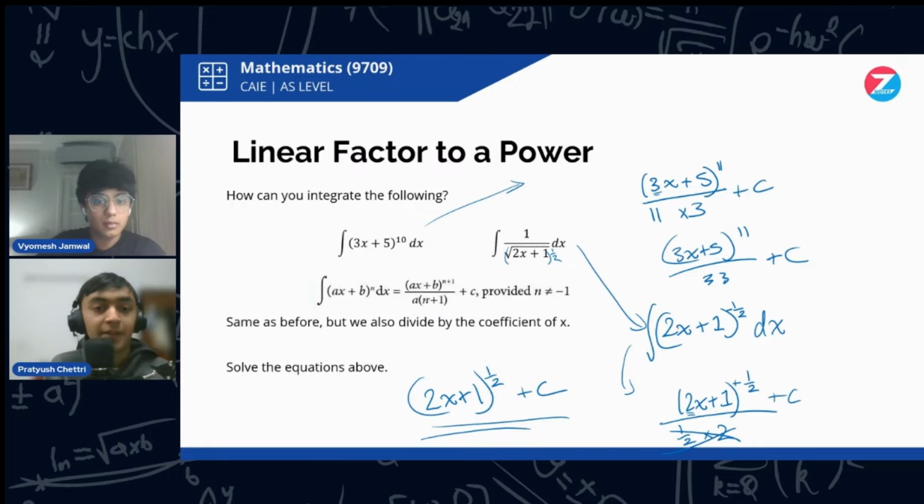Hope that makes sense. Remember, this only works for linear factors. There should be no squared or cubed or whatever for that x. It's just ax plus b to the power n. Same rule, divide by a as well. And again, n is not minus 1.